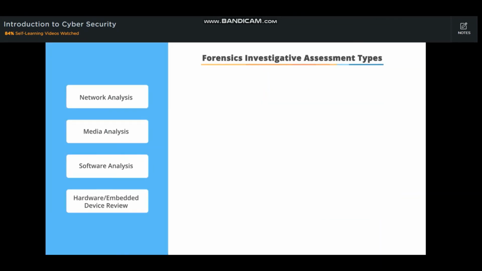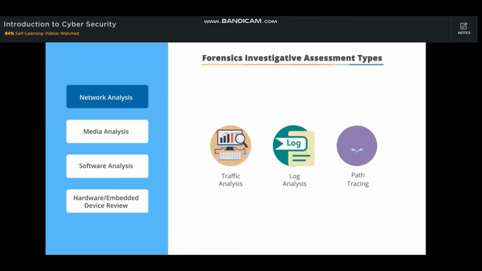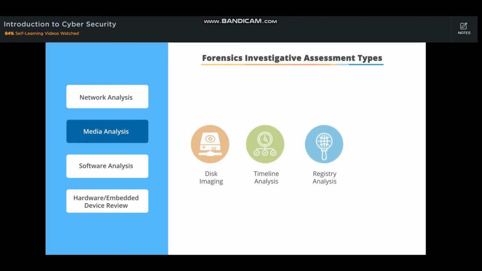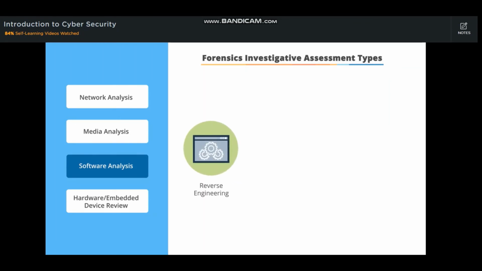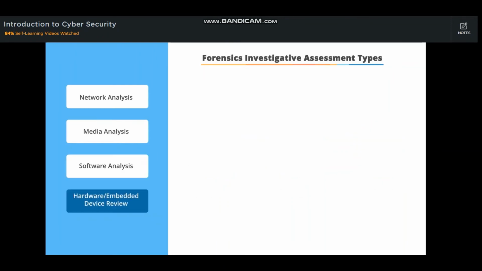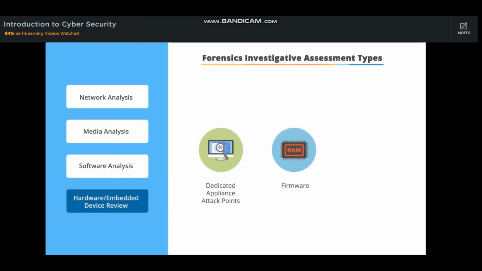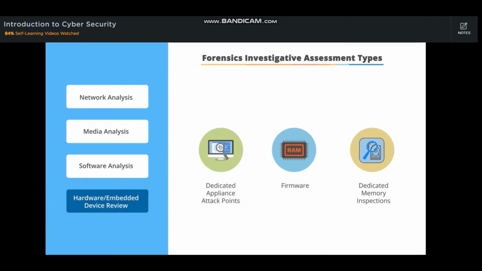Forensics investigative assessment types: network analysis. We're looking at traffic analysis, log analysis, path tracing through the network. Media analysis: we're looking at disk imaging, timeline analysis, registry analysis, and shadow volume analysis. If we're looking at software analysis, we're looking at reverse engineering, malicious code review, and exploit review. Finally, if we're looking at hardware and embedded device review, we're looking at dedicated appliance attack points, firmware and dedicated inspections, and embedded operating systems, virtualized software, and hypervisor analysis.